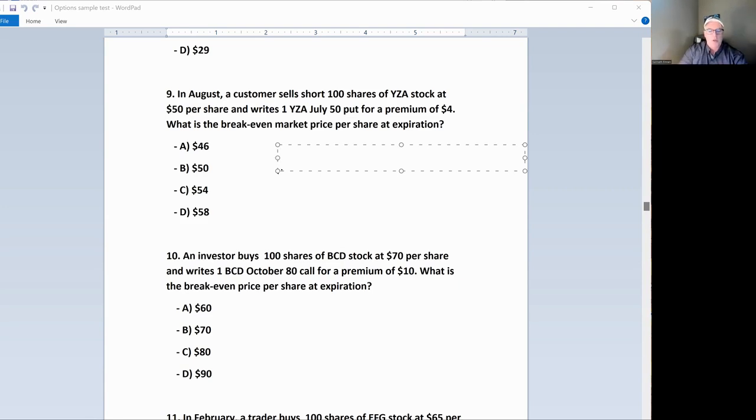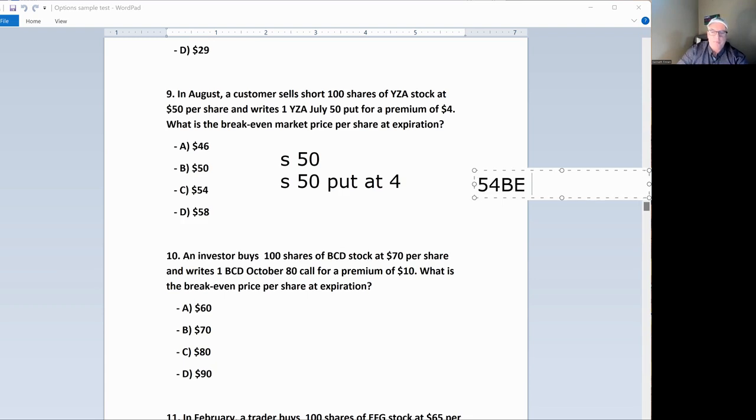So we're selling short at 50. And we sell a 50 put at 4. Since they're the same, I add. 54 is my break even. And I am short stock, so I'm bearish.